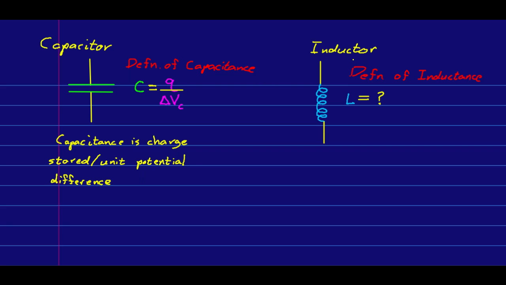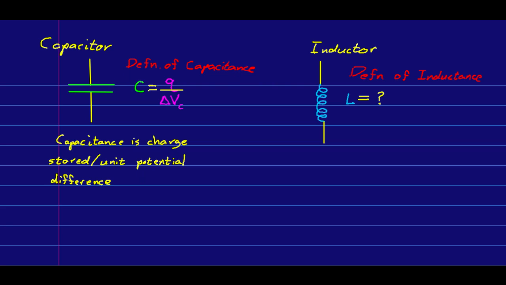Well, so every inductor must have a property, which we'll call inductance, which defines it. So just like a resistor has a resistance, or a capacitor has a capacitance, every inductor has an inductance. Well, what is an inductance? What does it mean? Well, I'm going to work by analogy with capacitance.